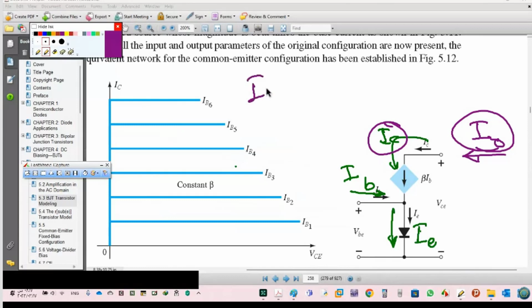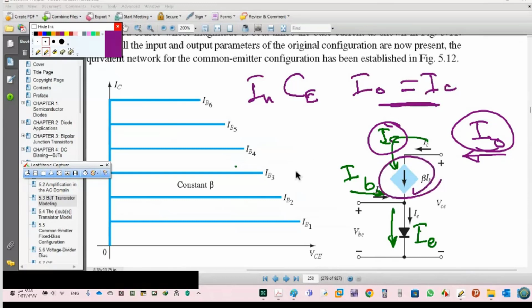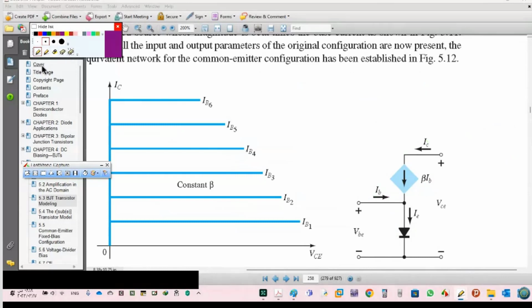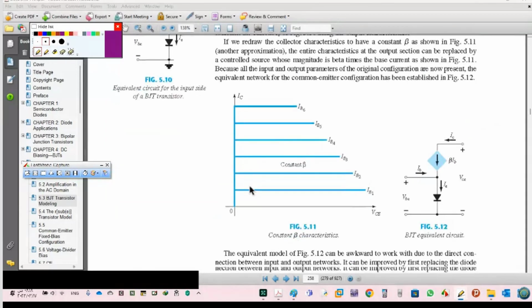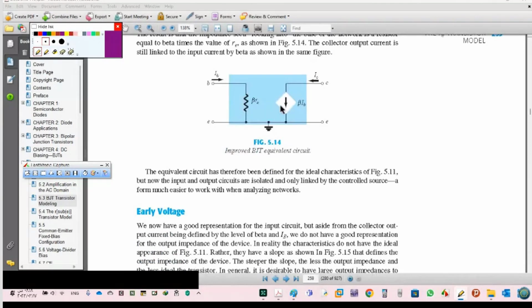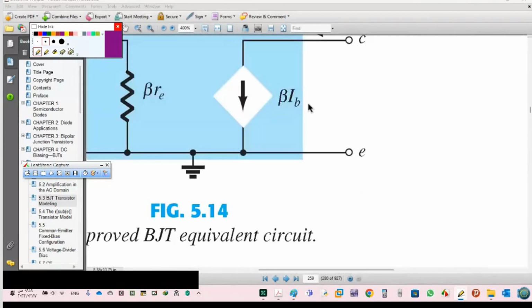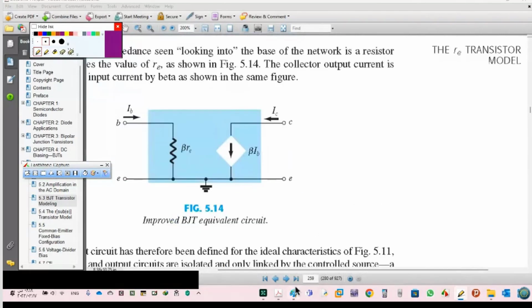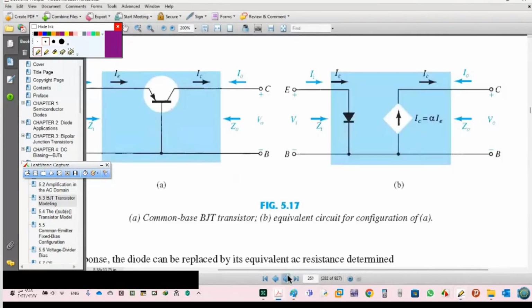So in common emitter, IO equals IC, same direction, and IC equals beta IB. In common base, it's opposite. It's opposite, it's very important. See, this is the same: IO is the same as IC. Now this one. Here, as you see, IO is opposite to IC. Why is this? I will tell you, just a minute, give me a chance.